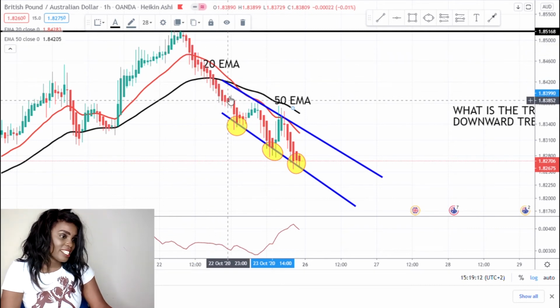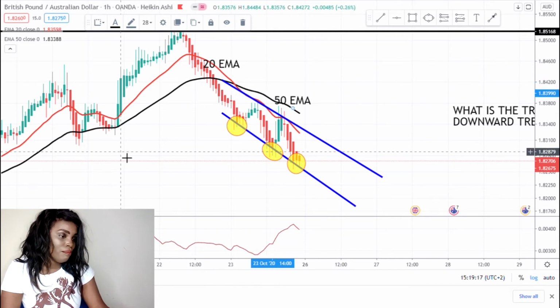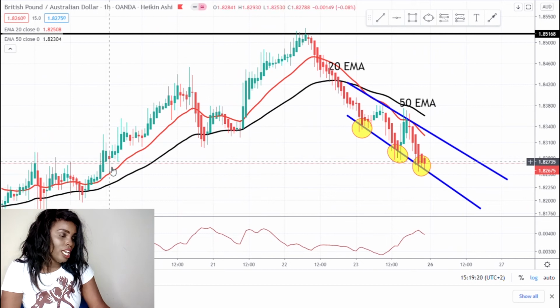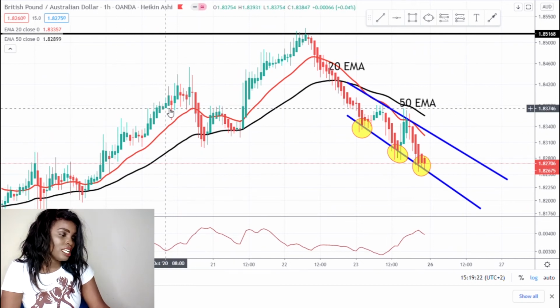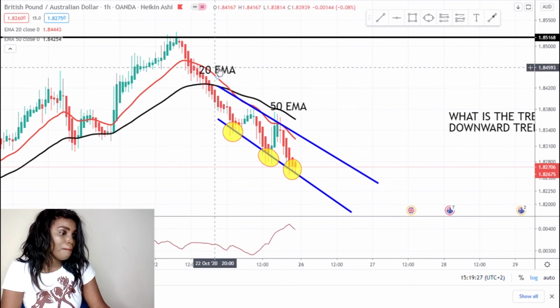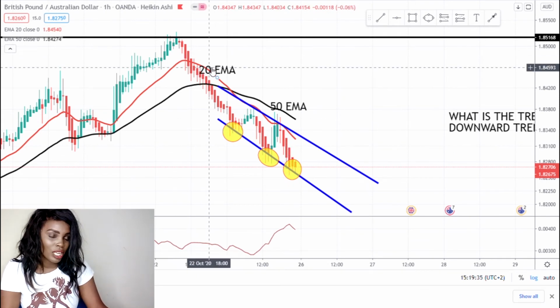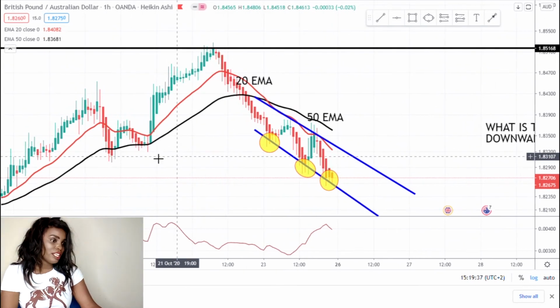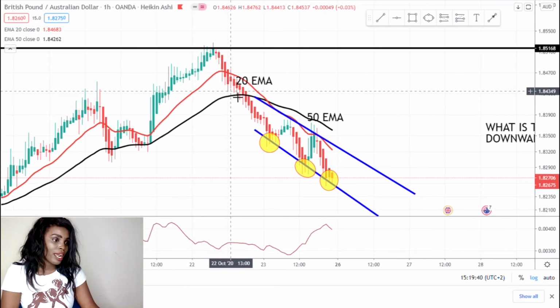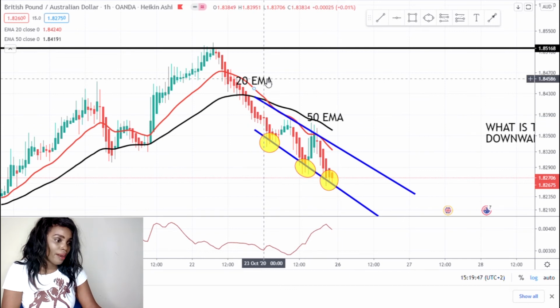if the price is below 20 EMA, we are looking for sell position. If the price is above 20 EMA, like here, it's above 20 EMA, I'm looking for buy position. If it is below, you can see my price here, it's below 20 EMA, I'm looking for sell position. That's the third thing that I check. The third thing, I want to see the price below 20 EMA if it is a sell position. If I'm looking for buy, I want to see the price above.